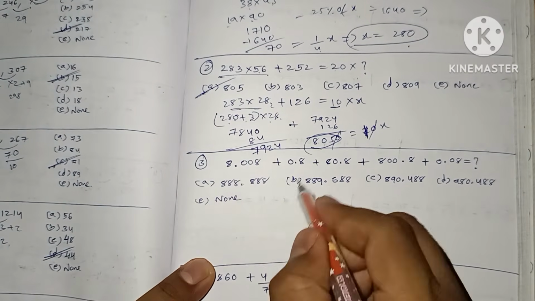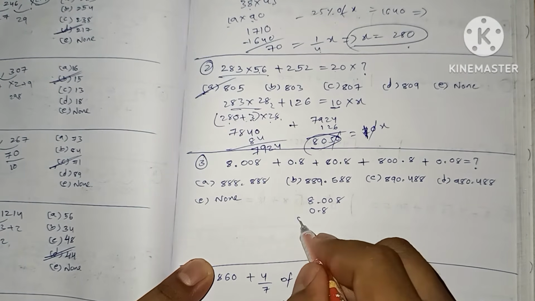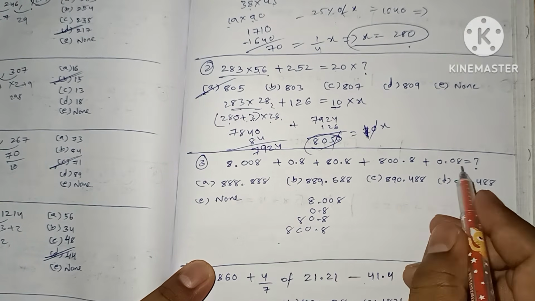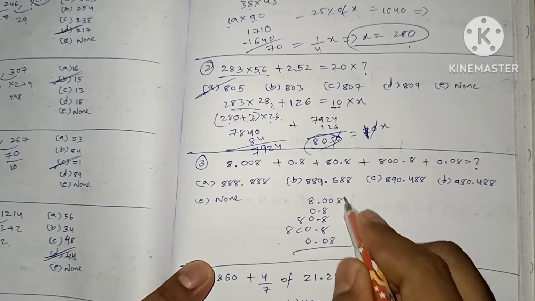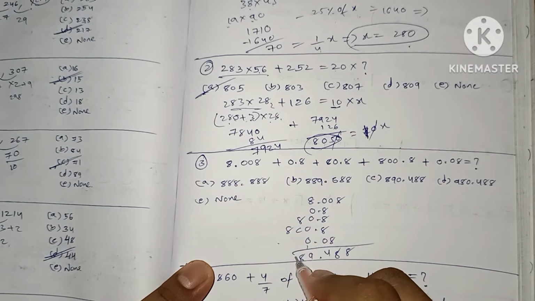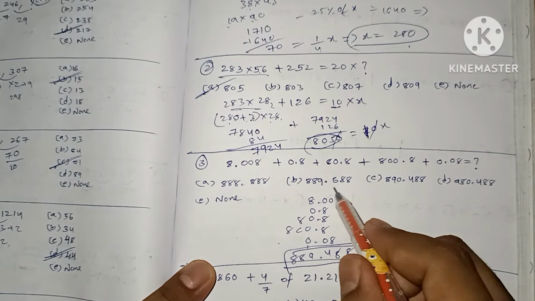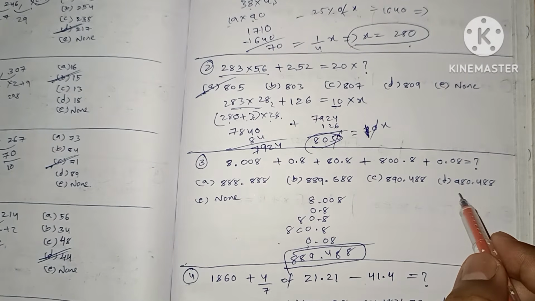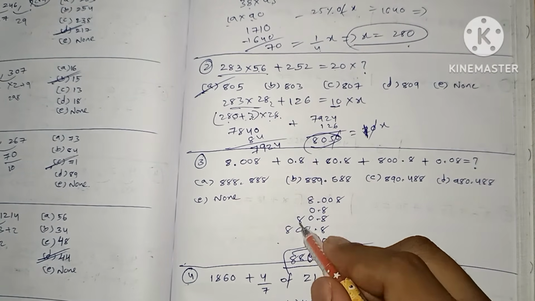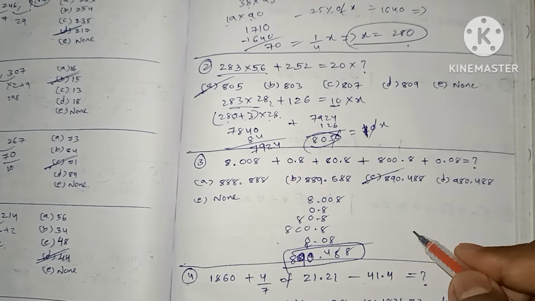Next, third one. Here we have 8.008, 0.8. This will be 80.8. This will be 800.8. And last one is 0.08. So we have 8, 8 and 4. This will be 9 8 8 8 8 9.488. 889. Sorry, here we have 24, means 2 here, 2 means 10, and this will be 890.488. So option C is our answer.